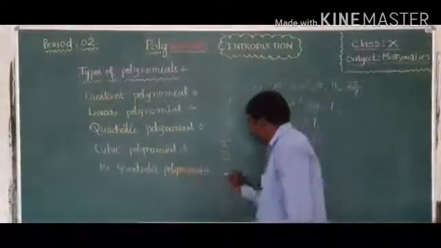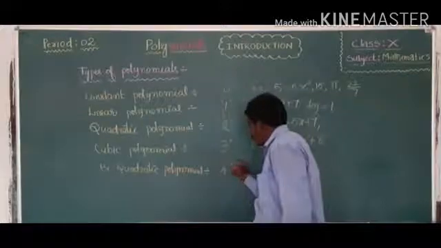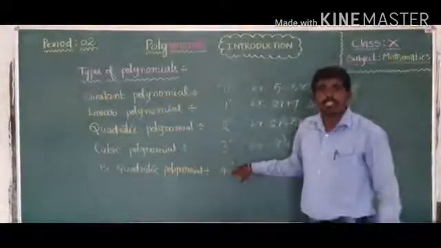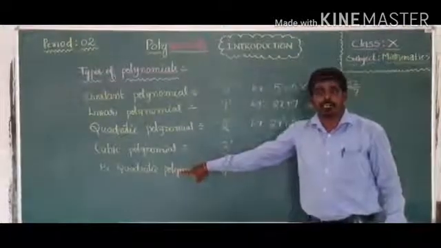And the next one is the biquadratic polynomial. A polynomial of degree 4 is called a biquadratic polynomial.